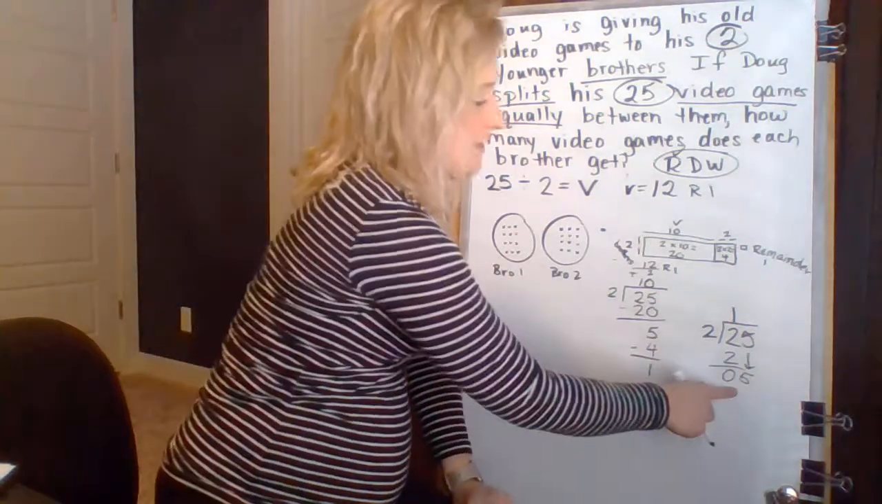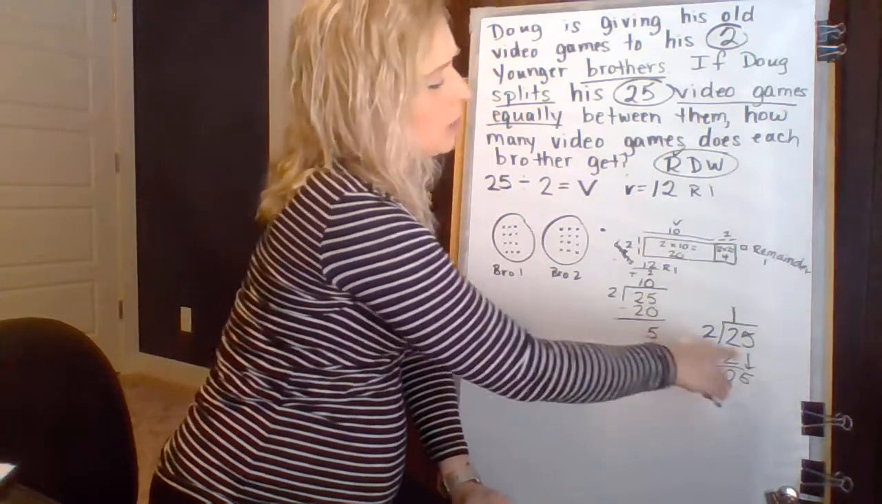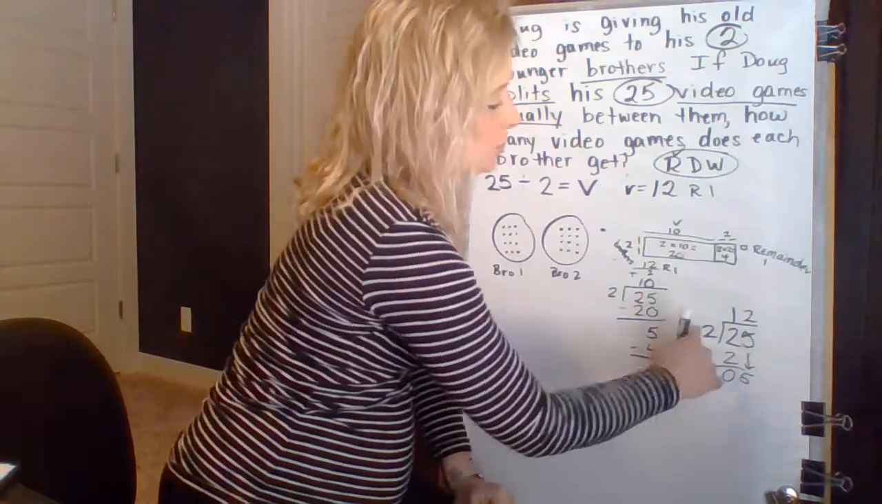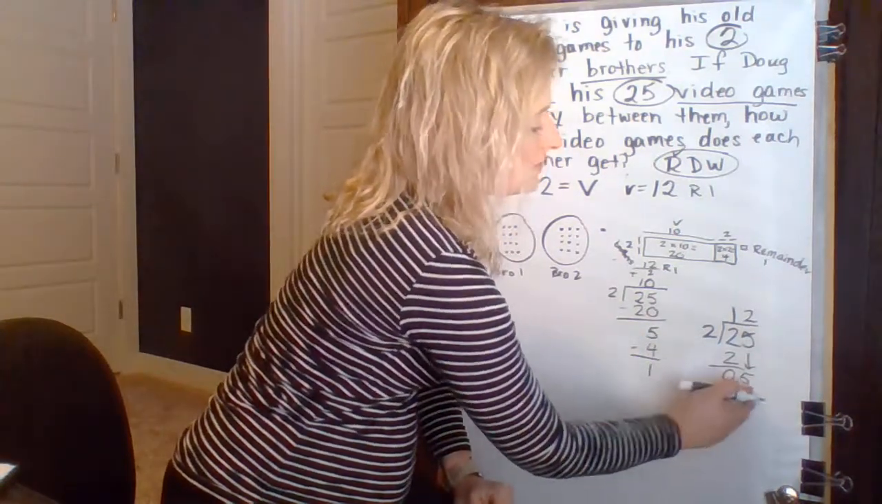And then so you say, how many times does 2 go into 5? 2 groups of what is 5? 2 times 2 is 5. Oh, no, not 2 times 2 is 5.